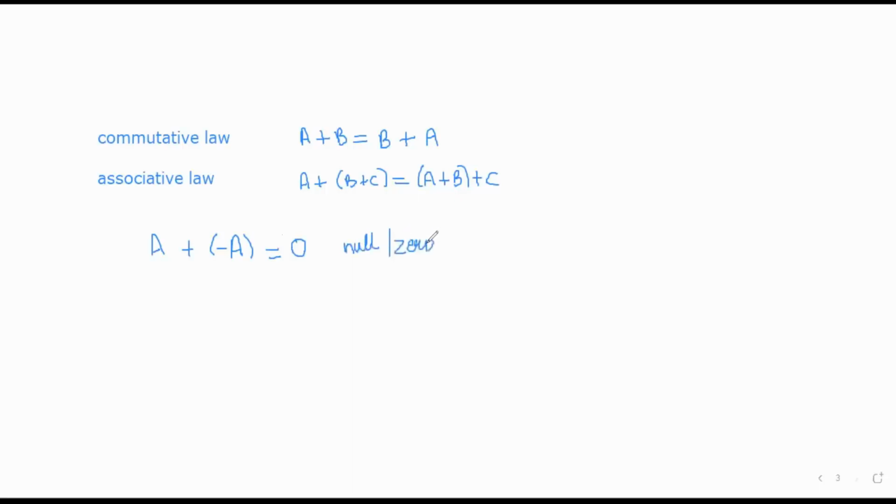Null or the 0 vector. Some of the properties related to the null or 0 vector are as follows. When any vector A is added to the null vector, we get the same vector. That is, neither the magnitude nor the direction of that original vector will change.